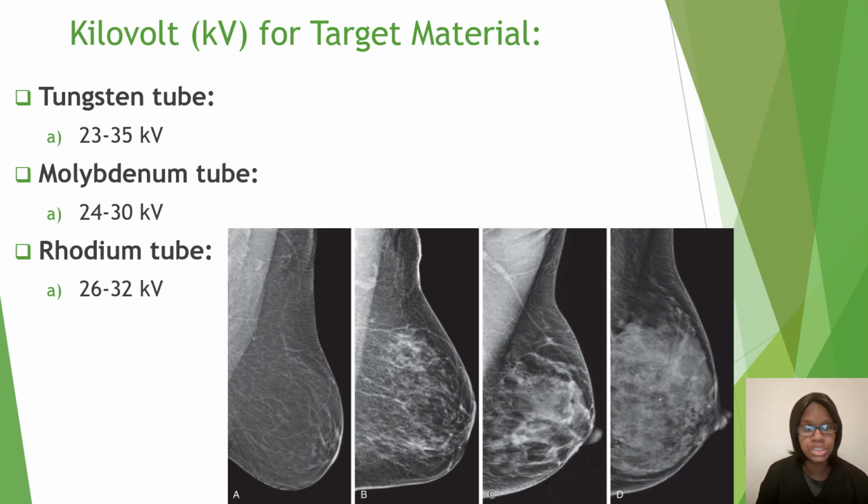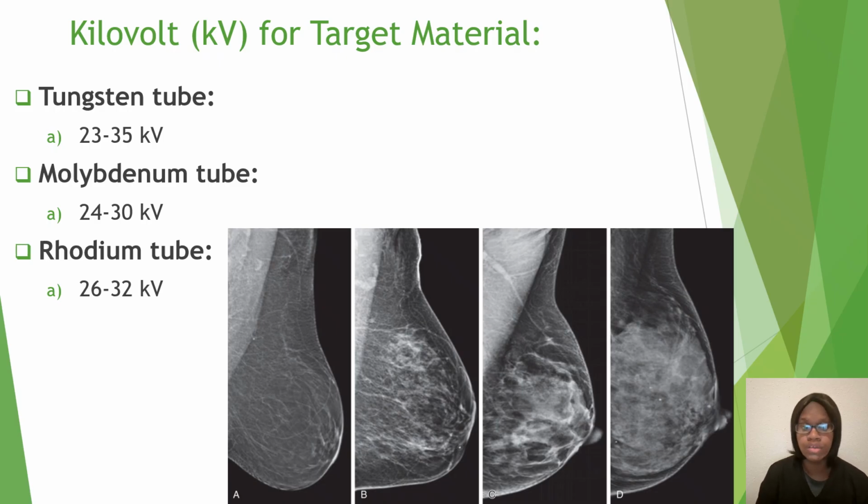So for tungsten tubes, it's approximately 23 to 35 kV. For molybdenum tubes, that's approximately 24 to 30 kV, or kilovolt. For rhodium tubes, that's approximately 26 to 32 kV.